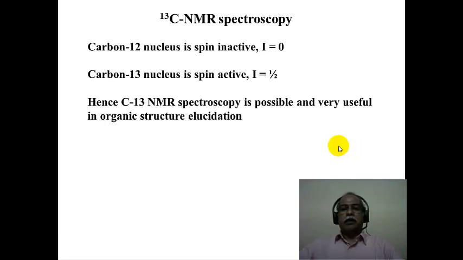Now, as far as carbon isotopes are concerned, the carbon-12 isotope has no spin. In other words, it is spin inactive, I equal to 0. Whereas the carbon-13 nucleus has a spin of half, just like the proton. Therefore, carbon-13 NMR spectroscopy is possible, and it is a very useful tool in organic structure elucidation because it gives a lot of information about the carbon skeleton of organic compounds.